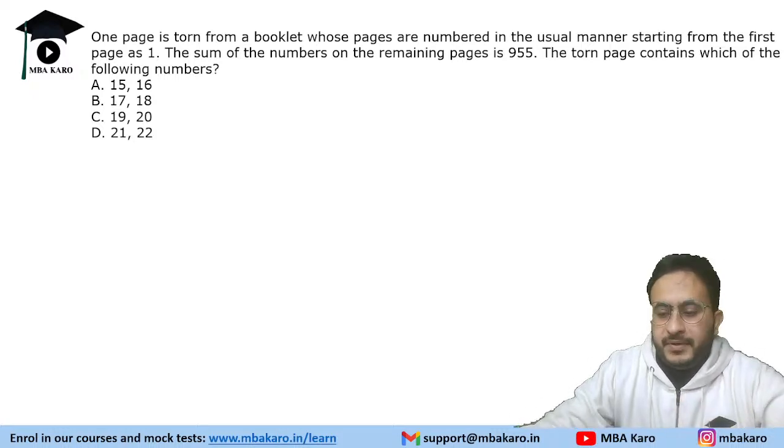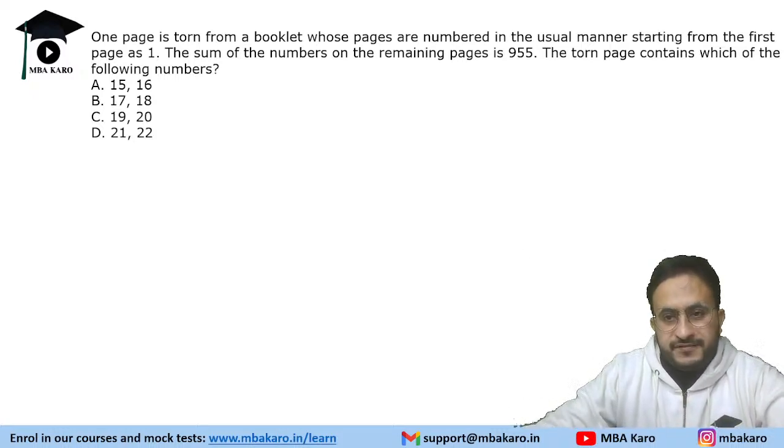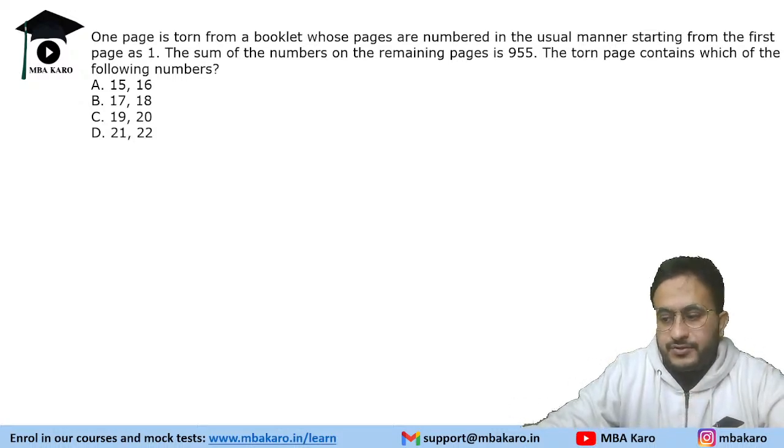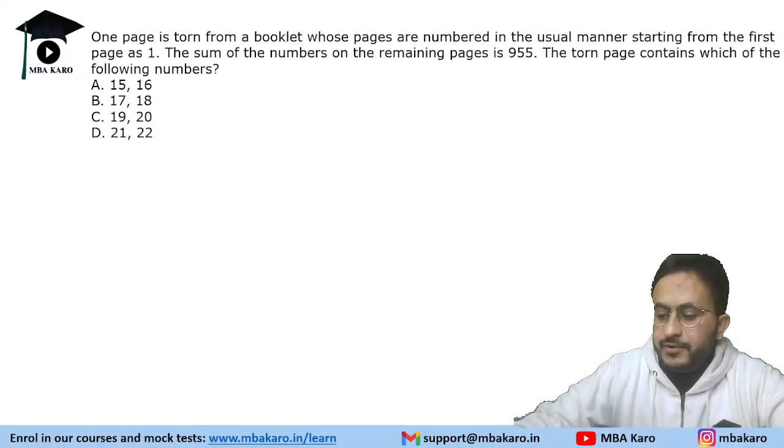So the page tearing problem is also a specific kind of problem, right? So we need to find the sum of the first n natural numbers. So first find the number of pages in the book.